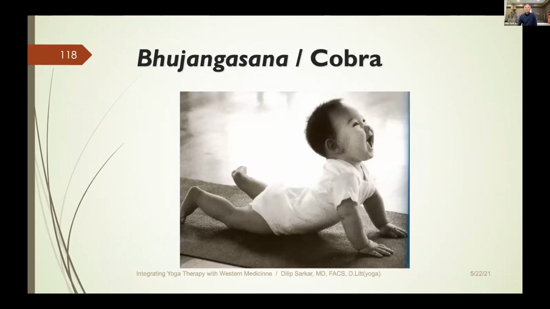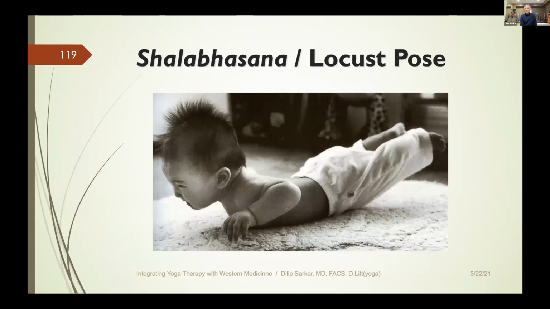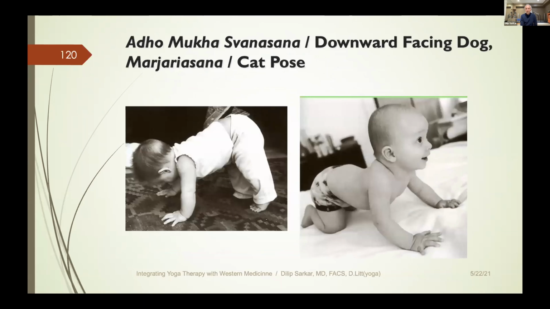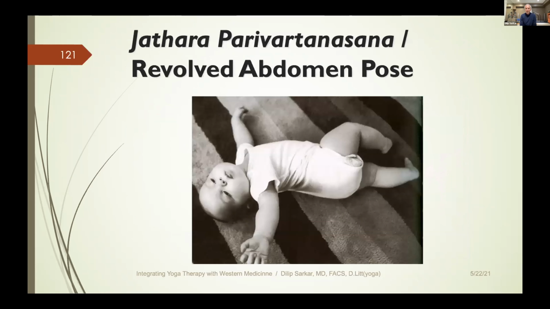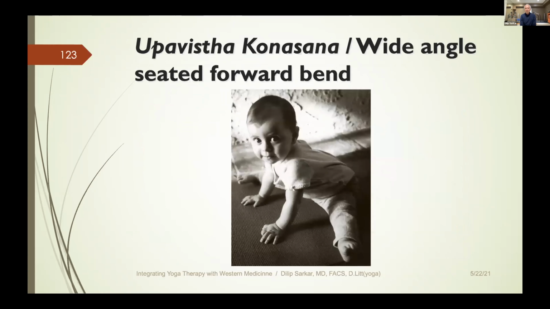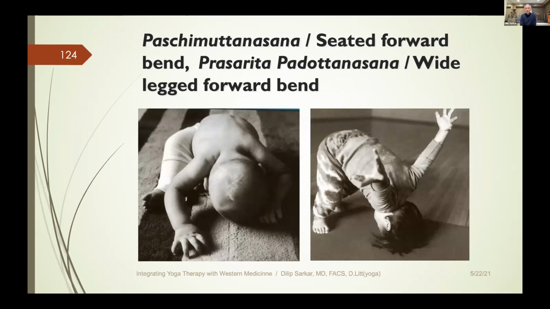We do the back bend on the mat for our chronic low back pain. Salabhasana, locust pose. Vajrasana, downward facing dog. This is normal. Actually, I'm watching now: my grandson gets up with a downward facing dog. He does a cat pose. Jathara Parivartanasana, this is the way we try to do it, and Upavistha Konasana. This is normal.